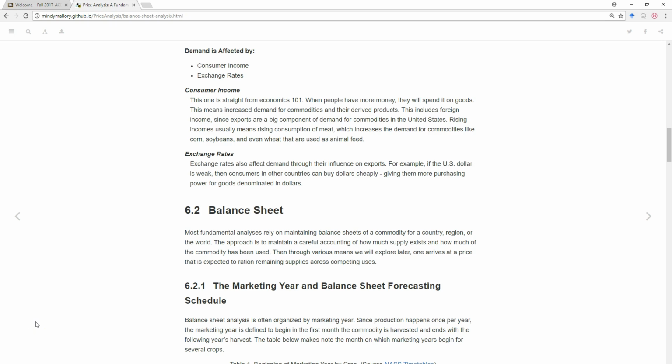So continuing in Chapter 6 of Price Analysis, a fundamental approach to the study of commodity prices. We just talked about what affects supply of a commodity, and so now we'll talk in general about what affects demand. And this will be very familiar straight out of Economics 101. Demand is affected by things like consumer income.